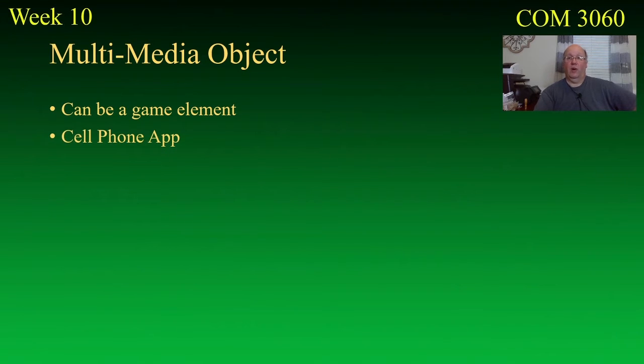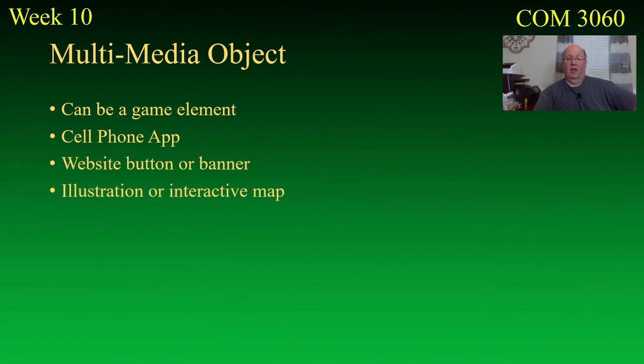You could do a cell phone app. You could do a website button or banner. So if you have an animated button, that's a great place to do it. You can have an illustration or an interactive map. Anything that's interactive could be created using this process. You could create the skin of an element.